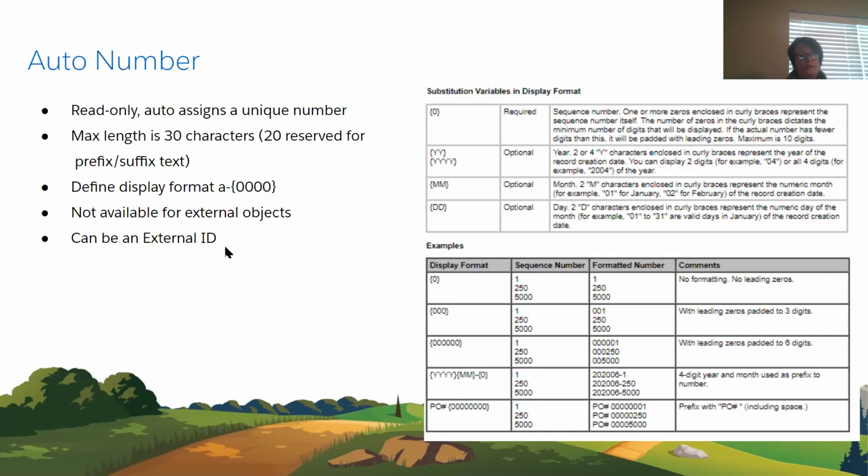So a note on this for external IDs on custom fields, those are different than external IDs on external objects. You get a standard external ID as part of your external object. But for a regular custom object, you can take certain field types and make those external IDs. And you can have up to 25 of those on each custom object.